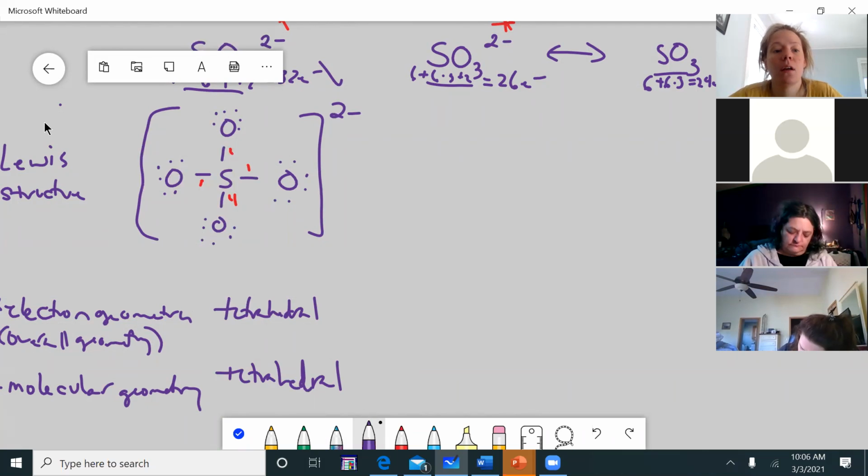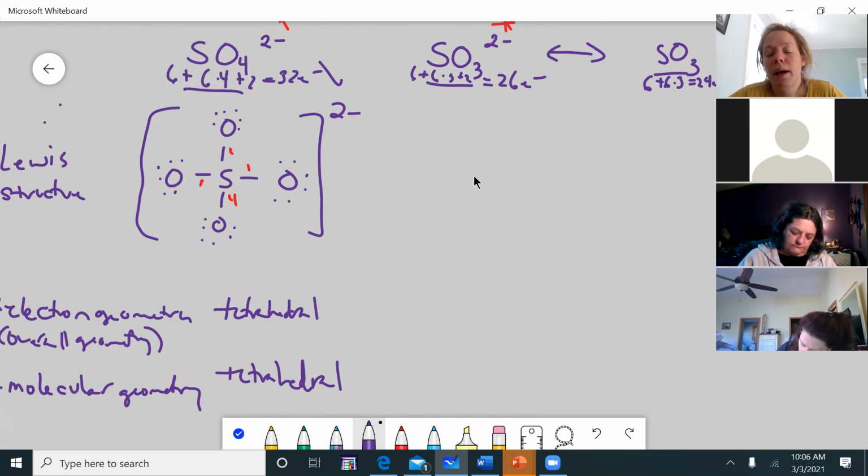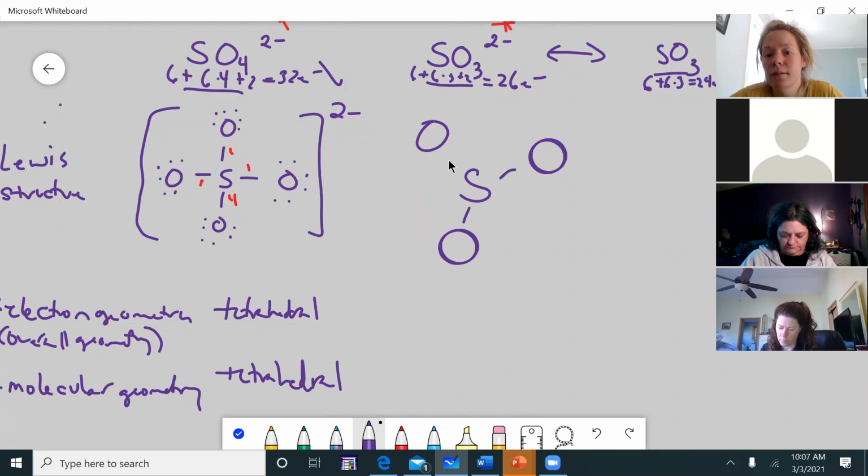Let's look at this next one here. SO3 2 minus. So I put the sulfur in the center, I put the oxygens on the sides, I stick it together, and then I need to start adding electrons. So these need 6 added. Okay. Right now there are 24 electrons on the board. I need 26 electrons, so I need to put 2 more electrons somewhere. Well, where's the only place I can put them? Is on the sulfur, right? And sulfur needed 2 more anyway, so we are good there.